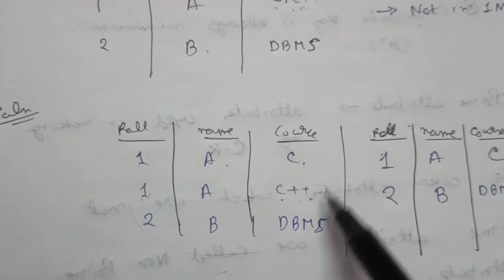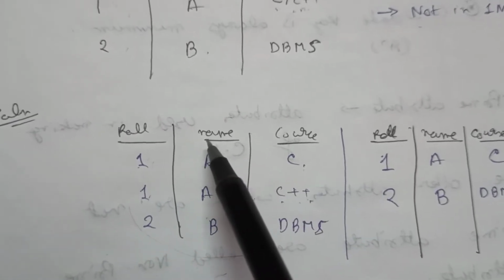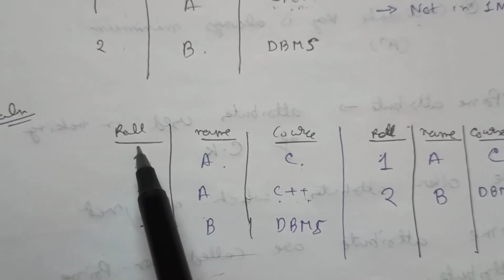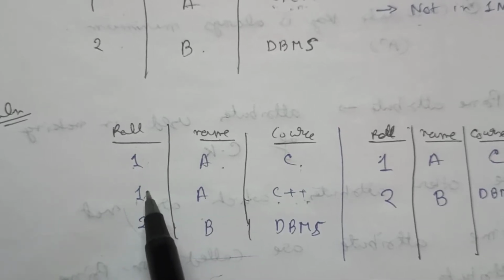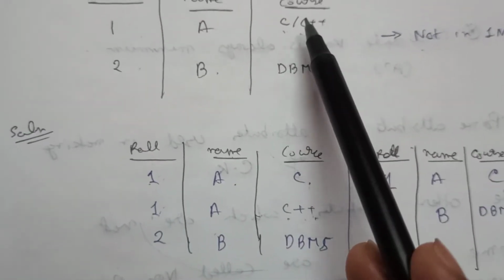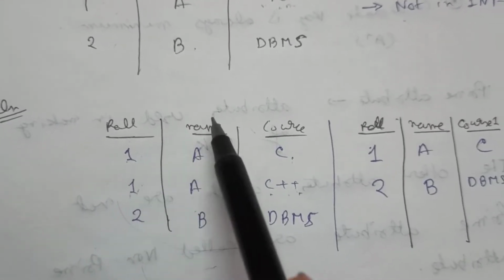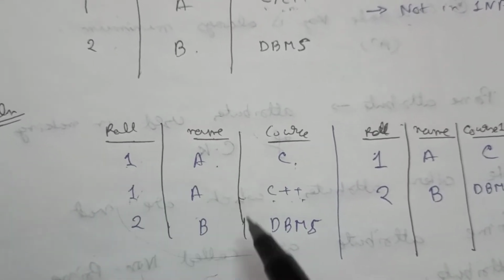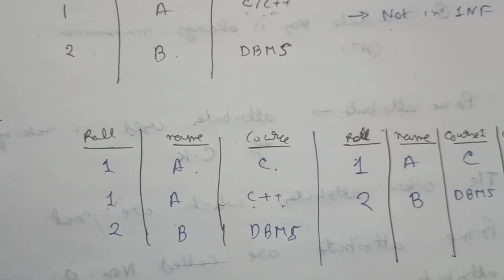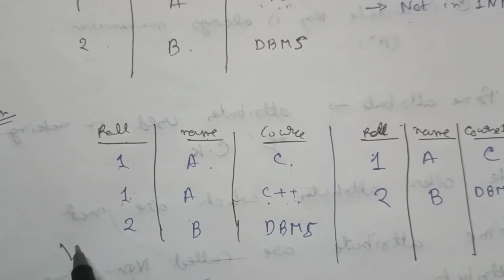So what is the problem here? The problem is data redundancy. These roll number and name values are repeating themselves. Suppose there were 5 courses, then there would be 5 rows with the same roll number and the same name, so it would be just a waste of space. So this solution is denied.